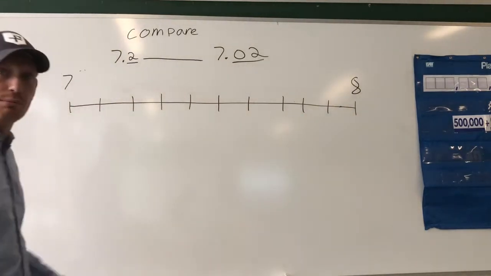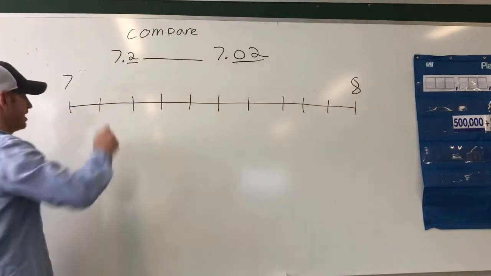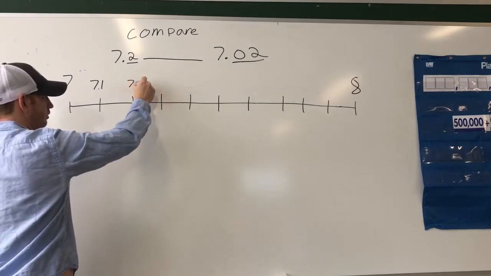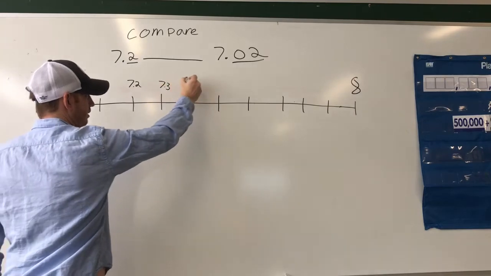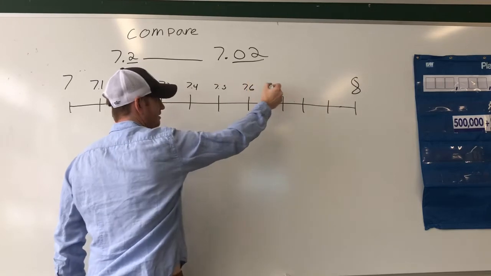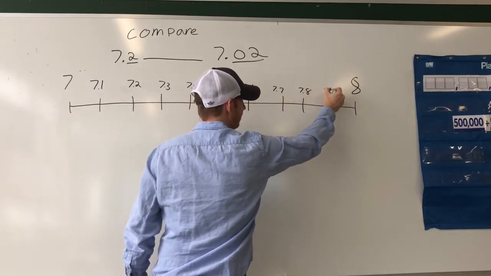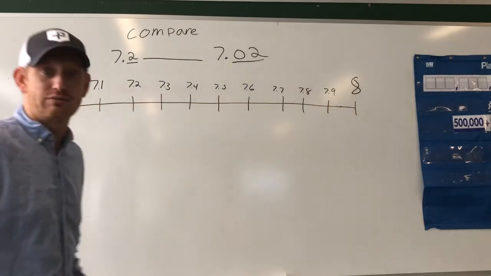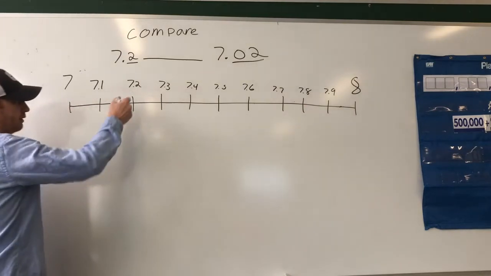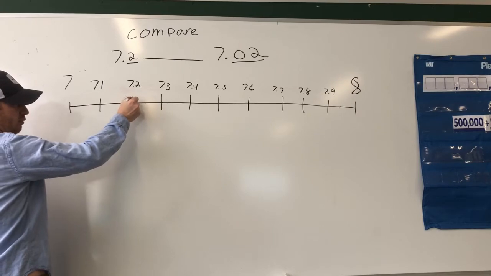So if I look at my number line, I can see that I have 7.2. Well, 7.1, 7.2, 3, 4, 5, 6, 7, 8, and 9. I can see right away that my point is going to be right here. Right dead in the center, 7.2.